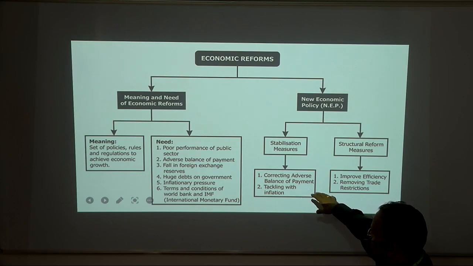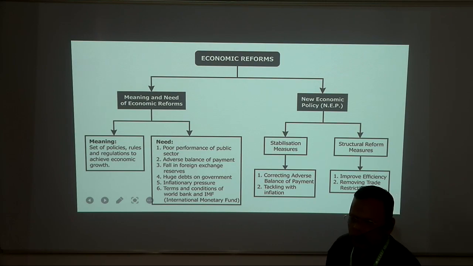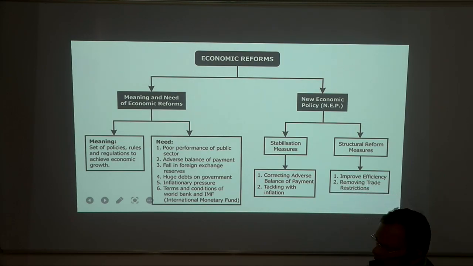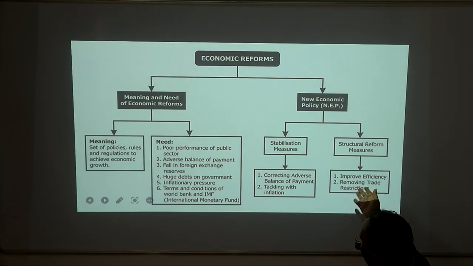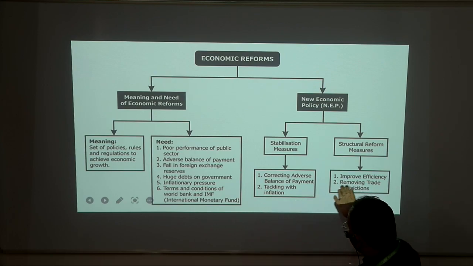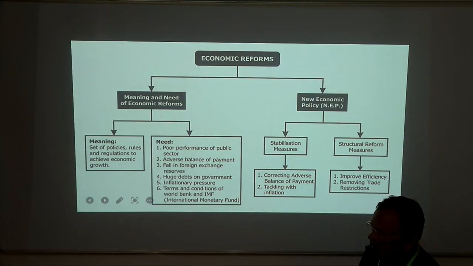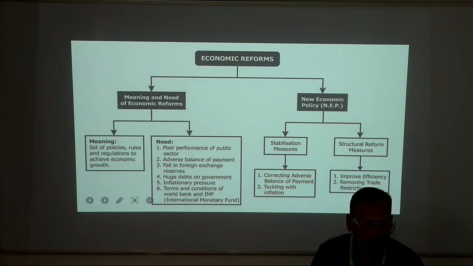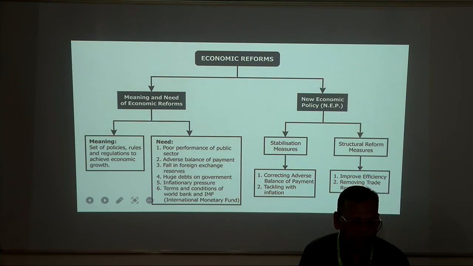In the case of stabilization measures, they are correcting the adverse balance of payment and tackling inflation. These two stabilization measures were started by the government of India with the help of monetary policy and fiscal policy. Then structural reform measures, such as improving efficiency and removing trade restrictions. The efficiency of the industrial sector was very low, as workers were not working efficiently, so the main focus was to increase worker efficiency in the industrial sector, and second was removing trade restrictions.